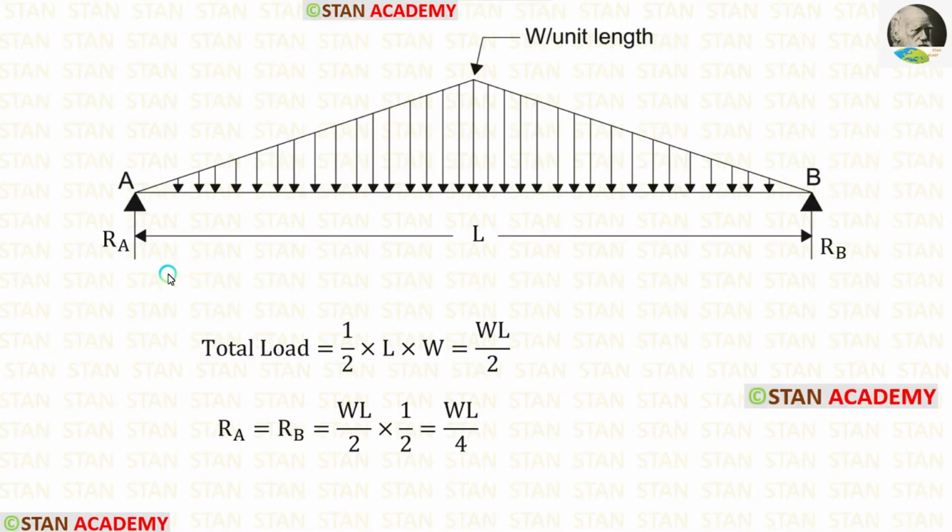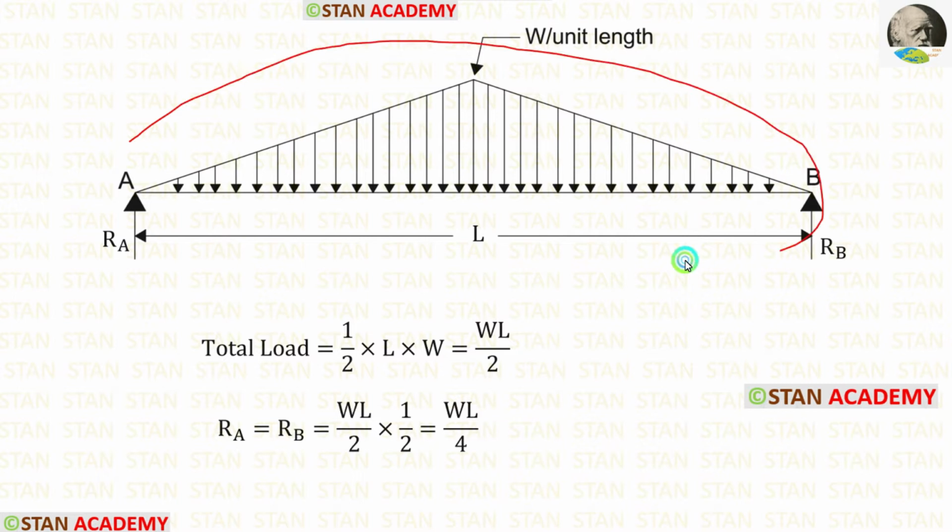You can see that I have assumed the fixed beam as a simply supported beam. Now let us find the reactions. Here we have symmetrical loading. The reactions RA and RB will be equal to the total load divided by 2.